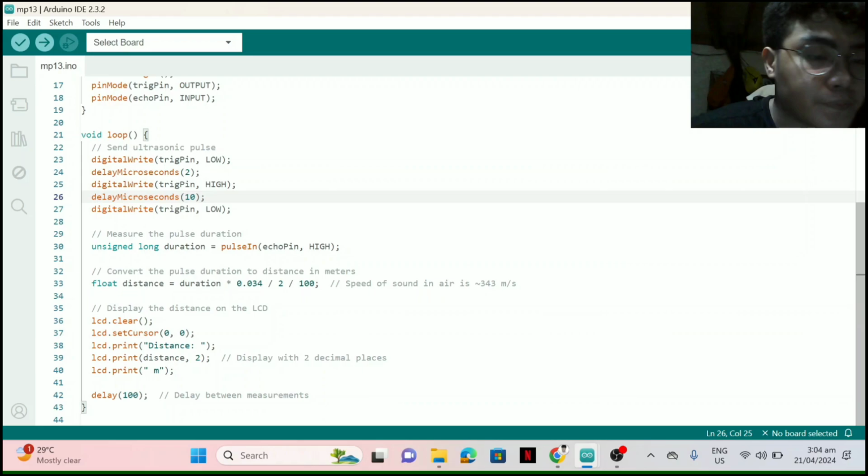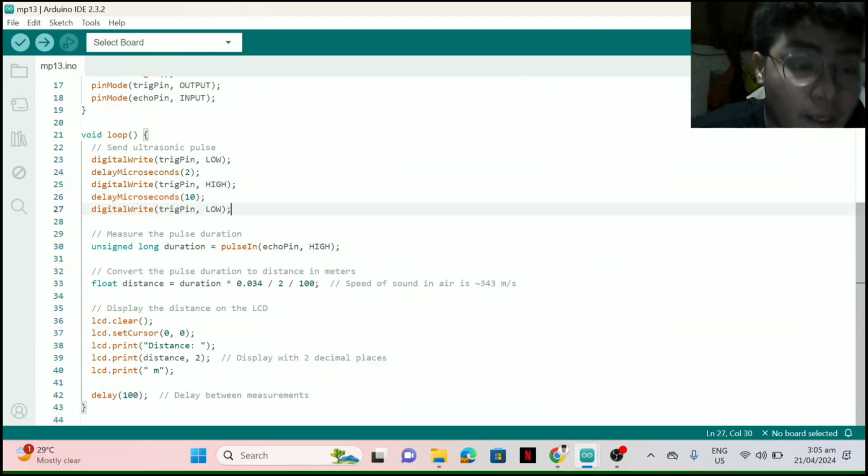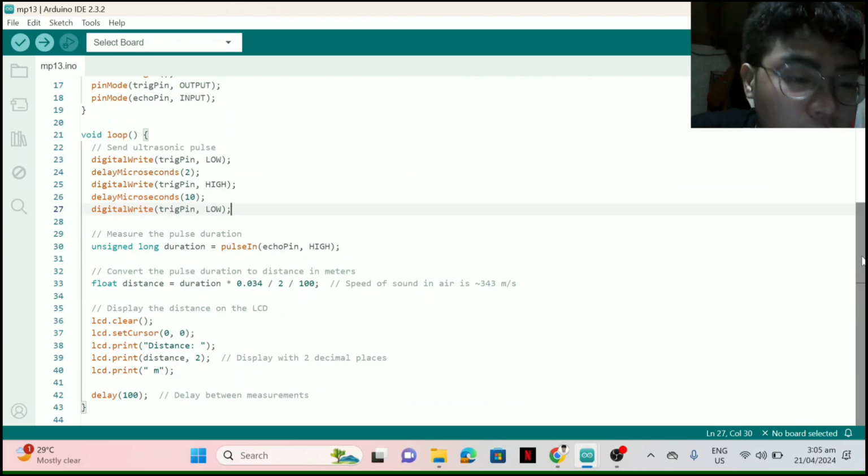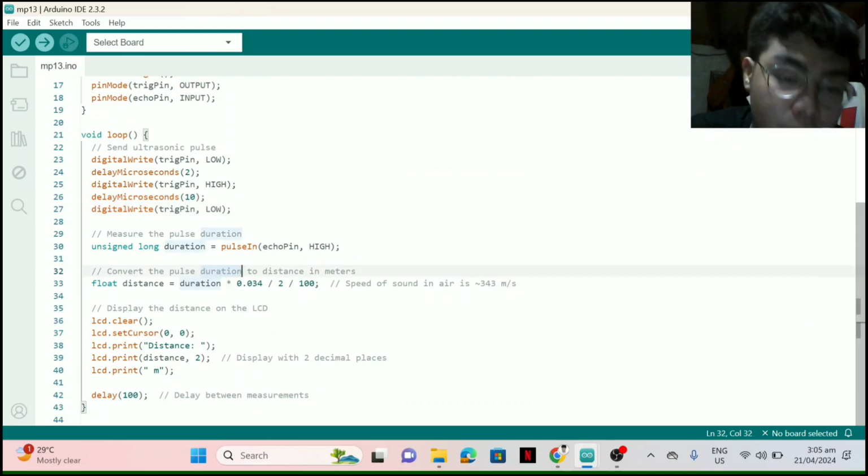And next one will be the measuring of the pulse duration. So we will be assigning an unsigned long integer called duration, which is equal to pulseIn of our echo pin, which is the turning on of our echo pin.